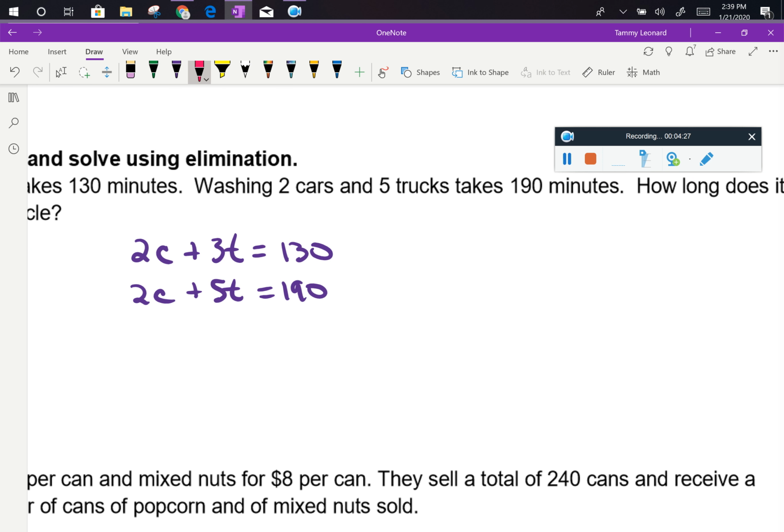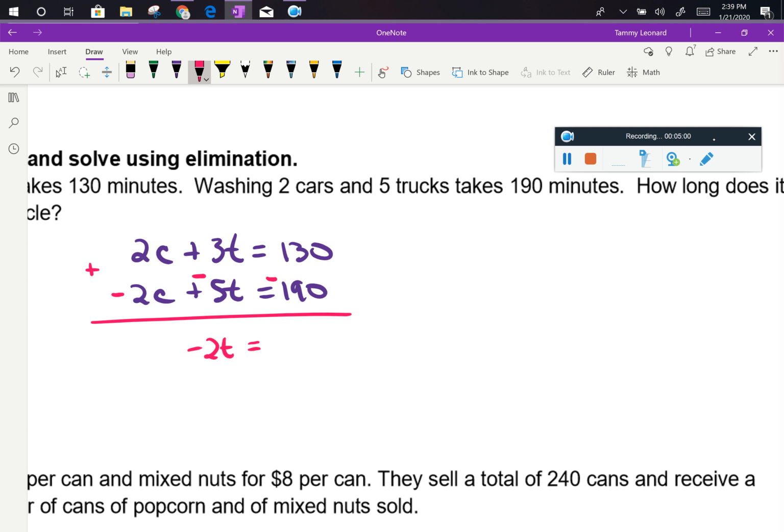I don't have an opposite match yet, but I do have a match. I've got a 2C and another 2C. So if I simply multiply this bottom equation by a negative, like a negative 1, that's going to give me my opposite match, and I can then add my 2 equations together. So 2C minus 2C is 0, which I don't need to write unless the t's also cancel out. I have 3t minus 5t, which is negative 2t. So I don't have to write the 0 because I've got the negative 2t to hold the place.